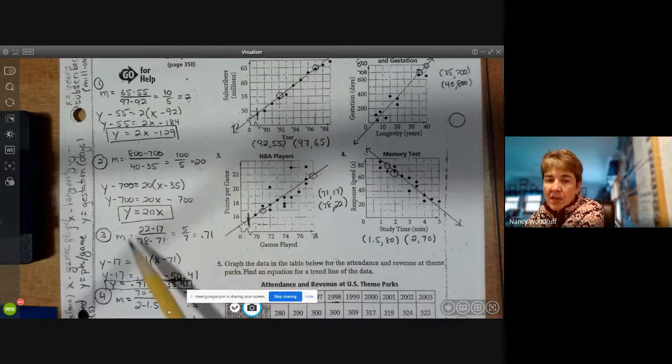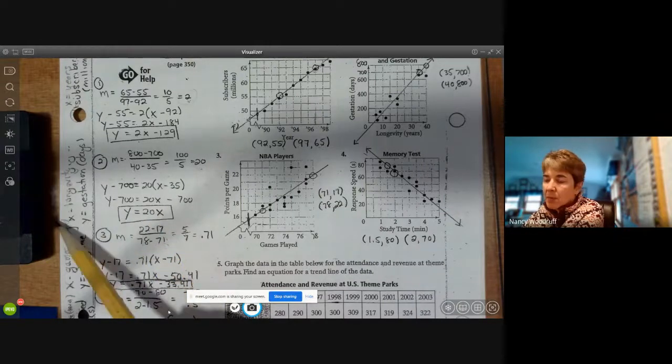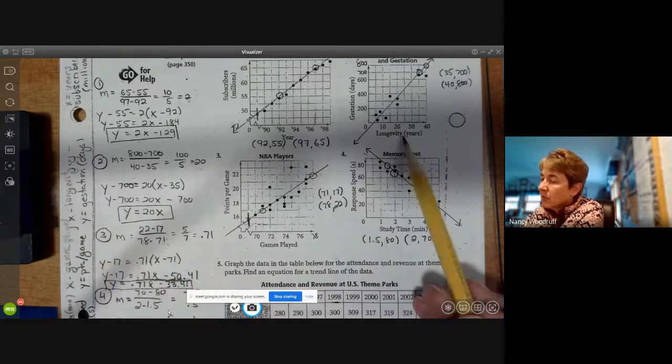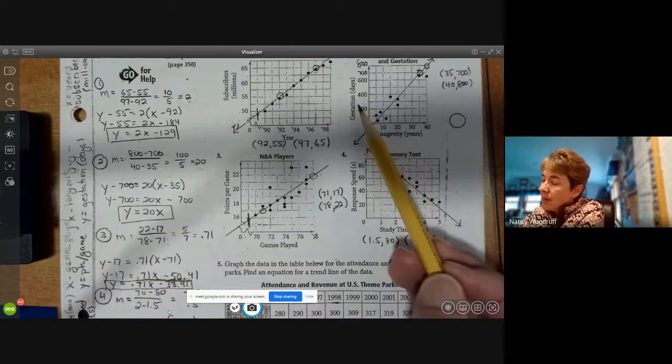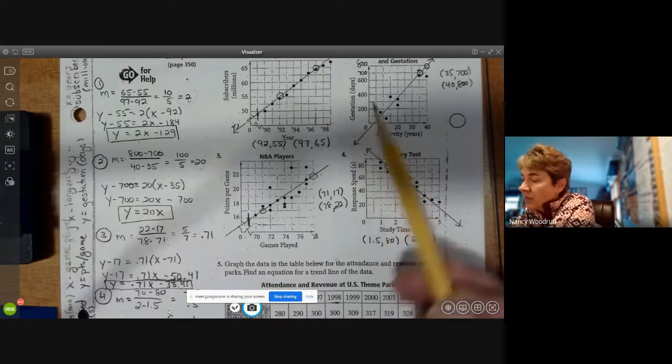I'm going to take y minus the y equals the slope times x minus the x, distributive property. And this is my equation. And again, remember, I'm defining my variables. I'm using the longevity in years, and y is the gestation.